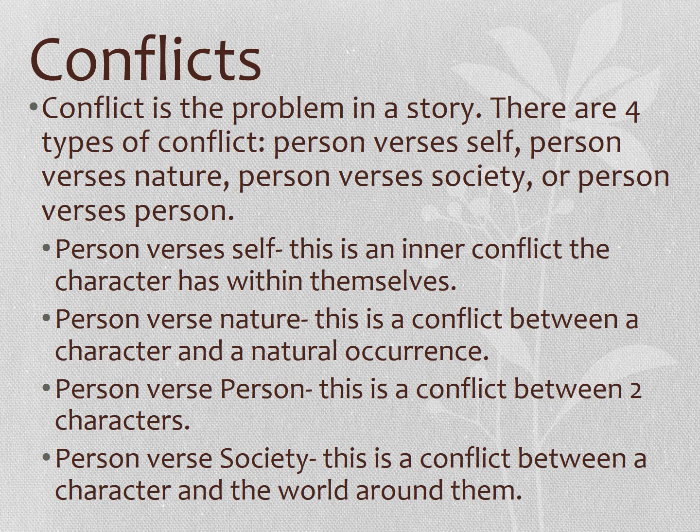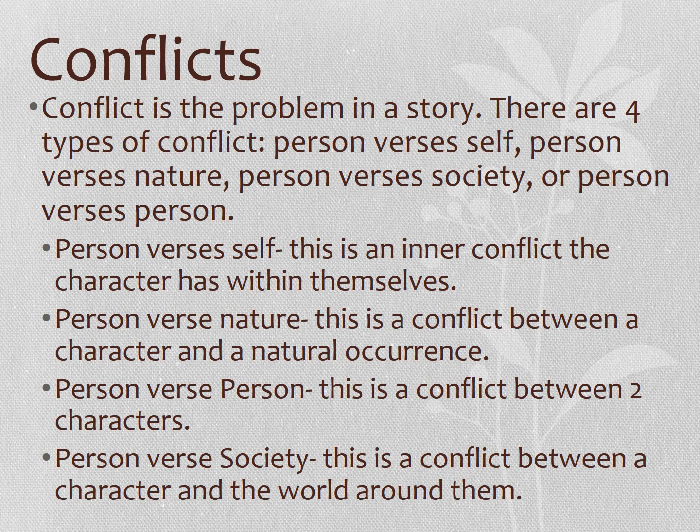Okay, so first you're going to find the section in your craft notebook or folder for C, and then you're going to put conflict down, and we're going to talk about the 4 types of conflict. And then we're also going to talk about what conflict is. So conflict is the problem in a story. There are 4 types of conflict: person versus self, person versus nature, person versus society, and person versus person.